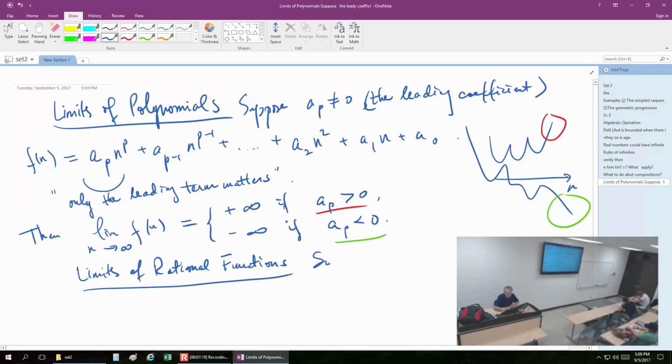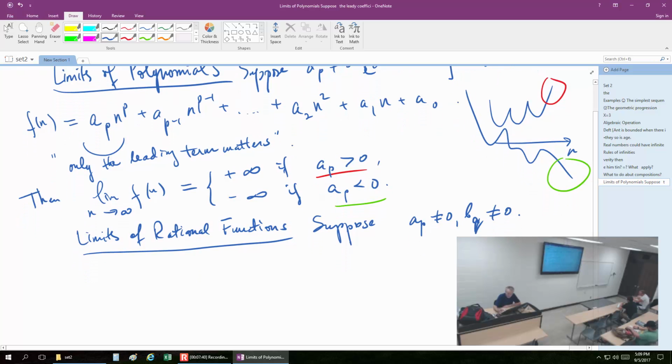So this time we have literally two polynomials. Unlike in the last theorem, we have two polynomials. So we have a_p not equal to 0, b_q not equal to 0. So the degree might not match. And then I have two polynomials.